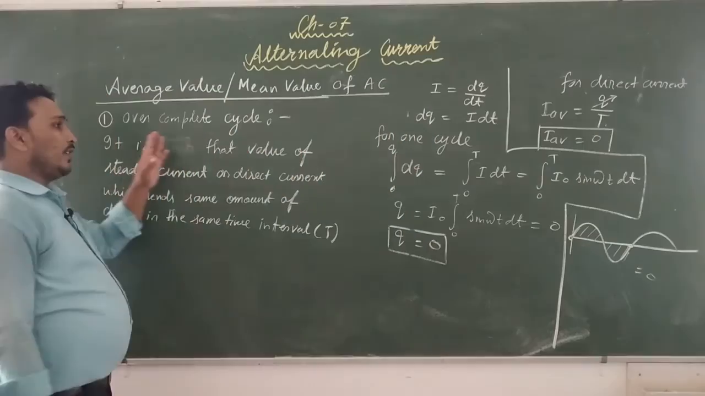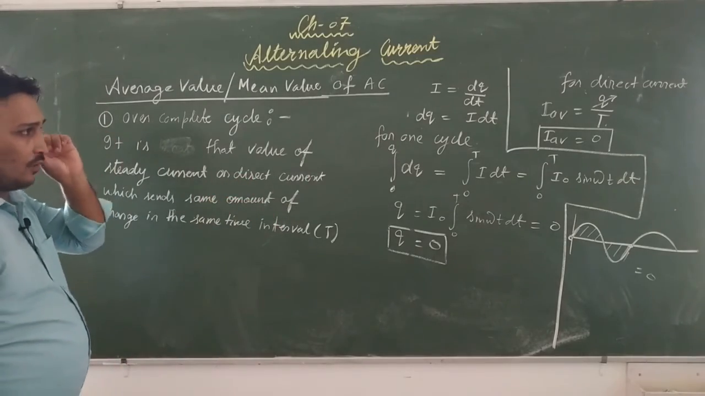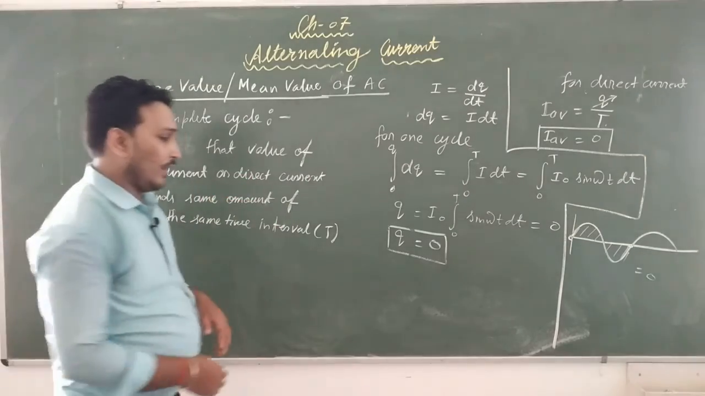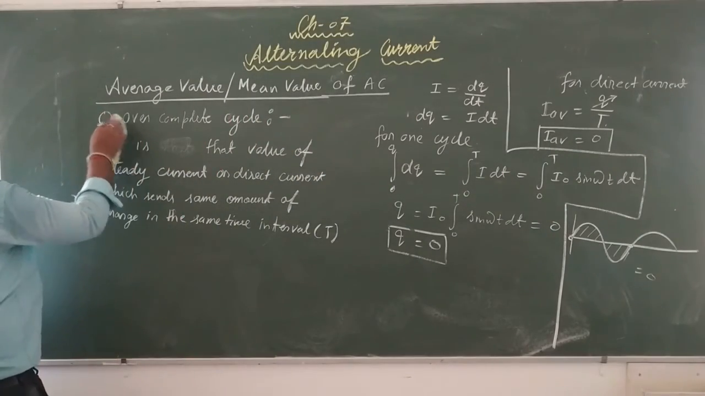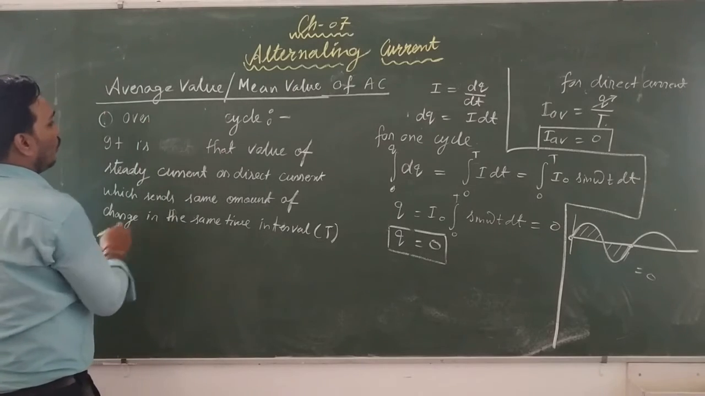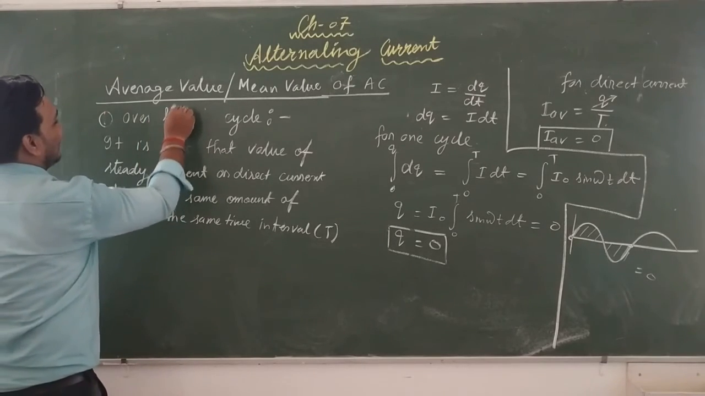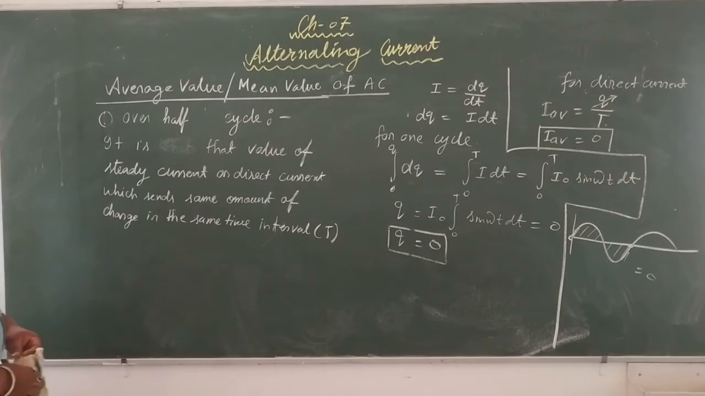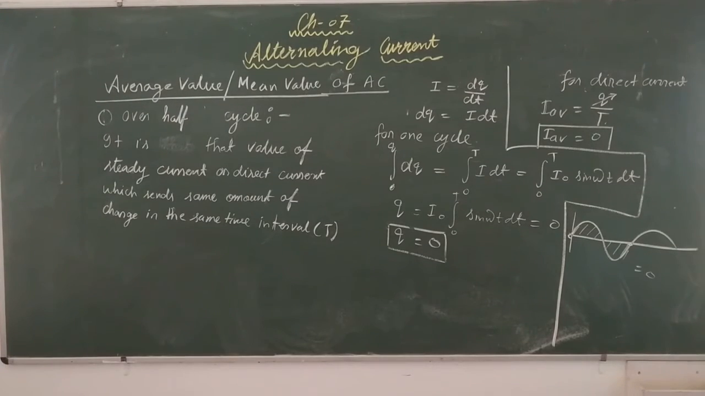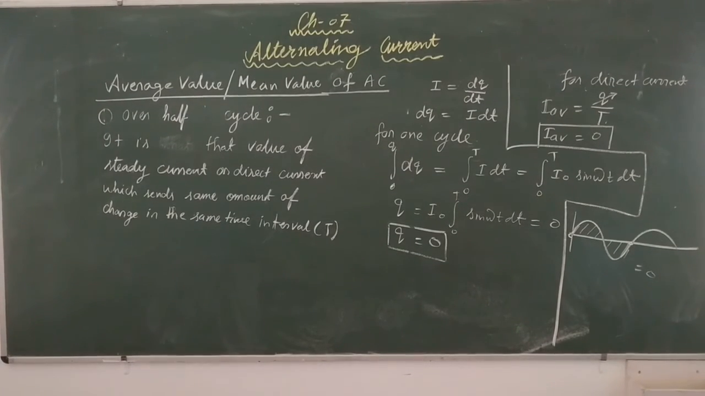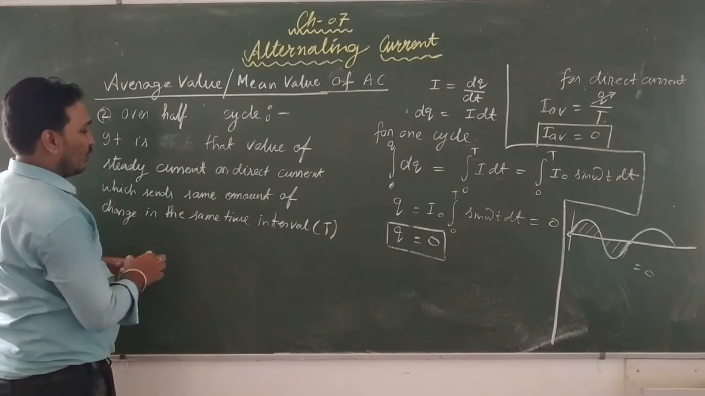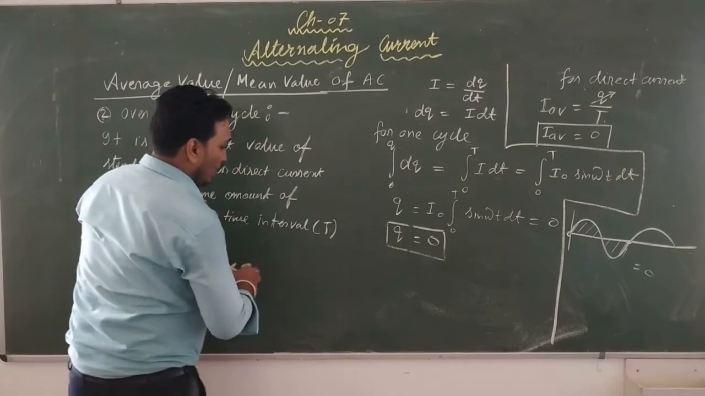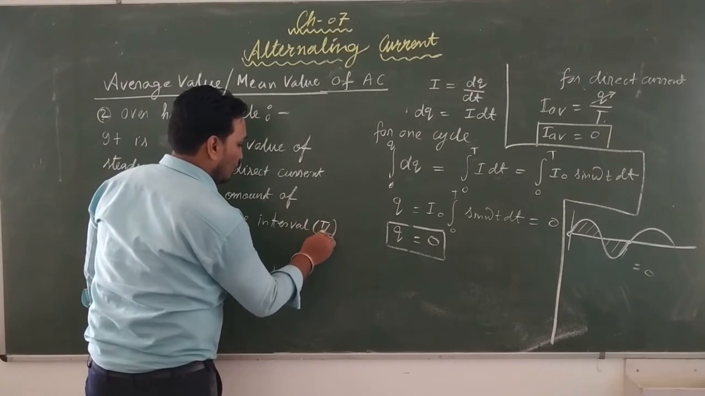So for one complete cycle, we are unable to define the average value of current, and that's why we are going to define it for half cycle. So case number 2 is over half cycle. How is it defined? It is that value of steady current or direct current which sends the same amount of charge over the same time period, and here the time period is going to be T by 2.